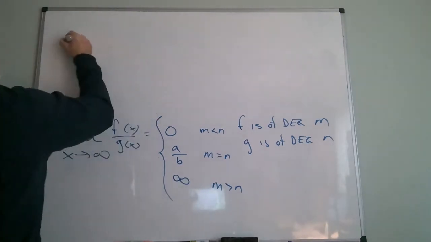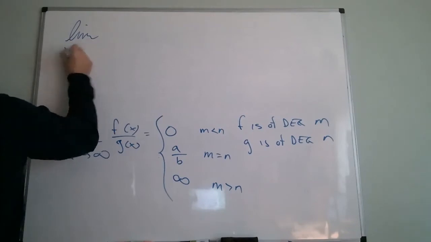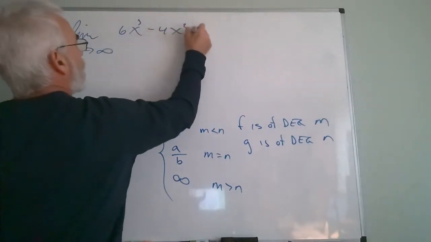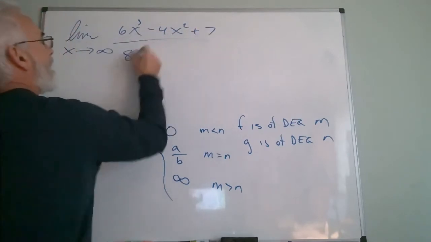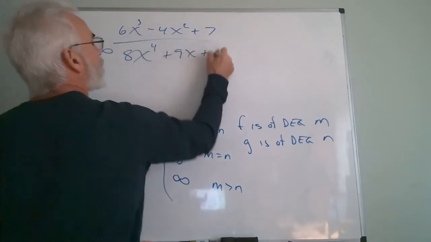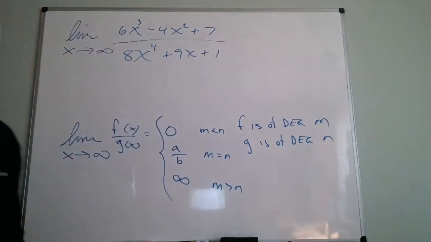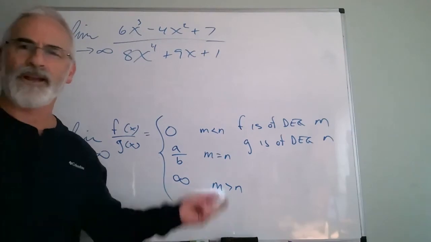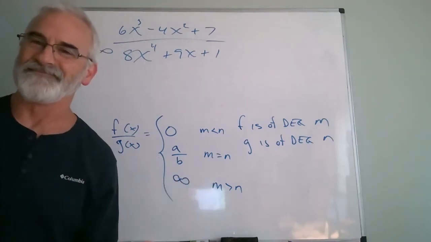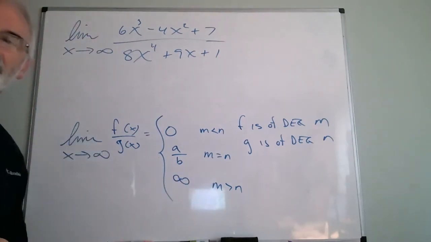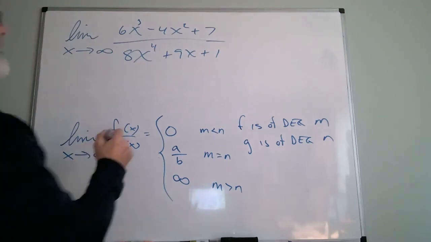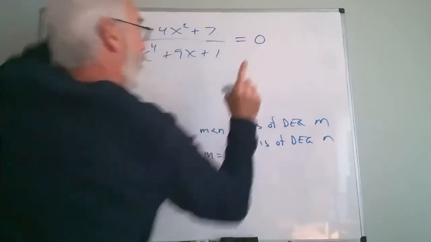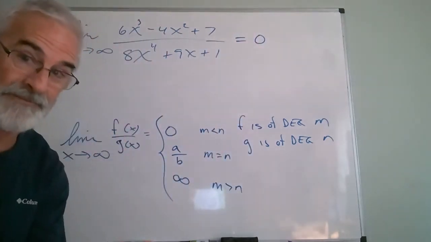So let's do a simple example. I want to do the limit as x goes to infinity of 6x cubed minus 4x squared plus 7 over 8x to the 4th plus 9x plus 1. And I don't feel like doing all the algebra. Can I just simply answer this question? Anybody want to try it? What do you think the answer is? Yell it out without doing any work. The answer is 0, but you're going to give your justification because you don't want it to look like a guess.